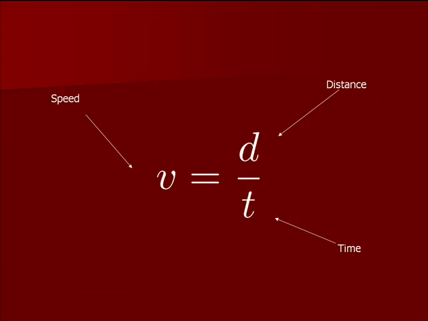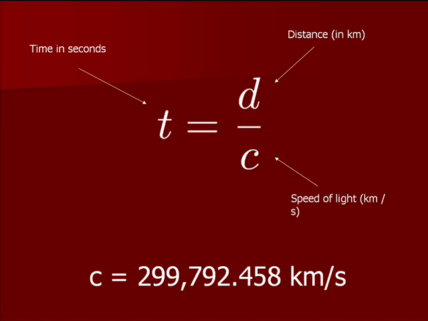So if we use the speed equation, the speed of a particle or a wave of light is the distance that it travels divided by the amount of time that it takes. If we rearrange that equation, we can solve for the time. So if we take the distance and divide that by the speed that light travels, we will get the amount of time it takes for that light to travel that distance. If we use the speed of light in kilometers per second and we use the distance in kilometers, then the units will work out to seconds. The time units will work out to seconds.